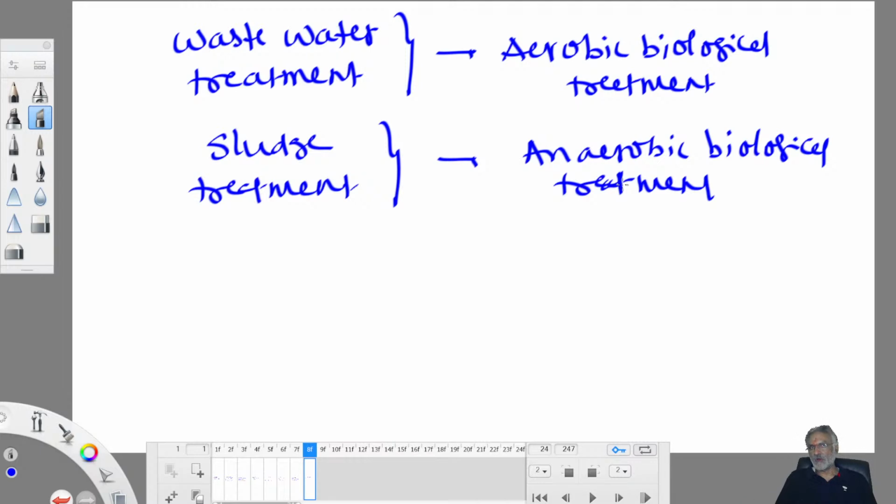But why don't we go for anaerobic treatment of wastewater? Takes time. Why don't we treat sludge by the aerobic method? Again it produces sludge. So to get rid of the sludge, again some more sludge is produced. So it becomes a never ending process. So we want to end it once and for all. So to end this sludge problem once and for all, usually we go for anaerobic biological treatment. Okay? Understood? Arjun and Ankit Kumar.